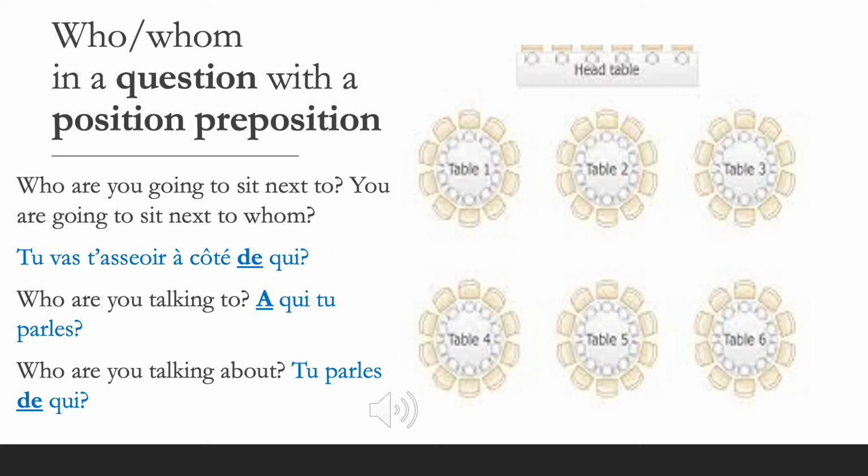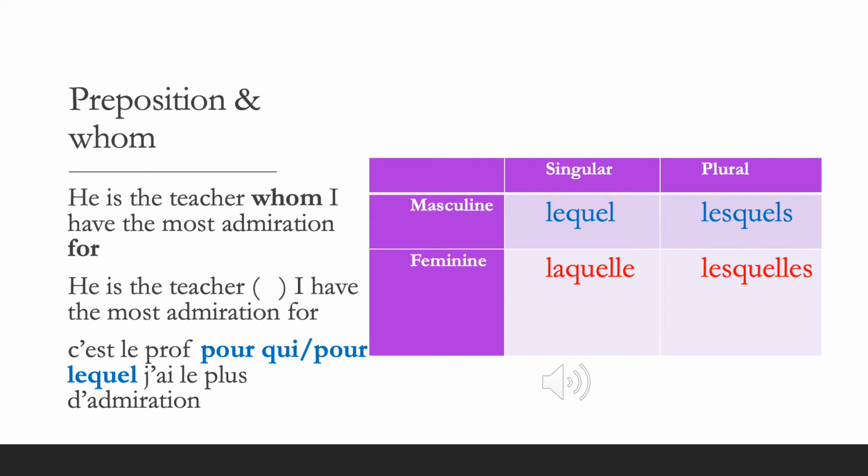Okay, who is still qui in a question, and if it is linked with a preposition expressing a place, like next to, in front of, or with the preposition à. Okay, look at the examples you've got here. In a statement, when you're using a preposition like for, with, so for whom, with whom, you have the choice between using qui and using lequel or laquelle, etc.